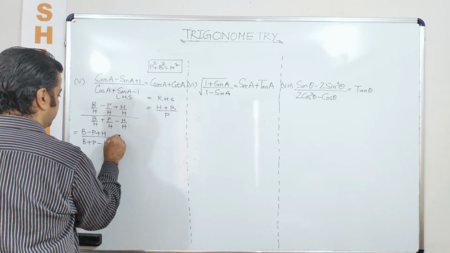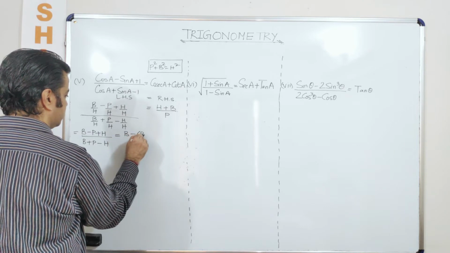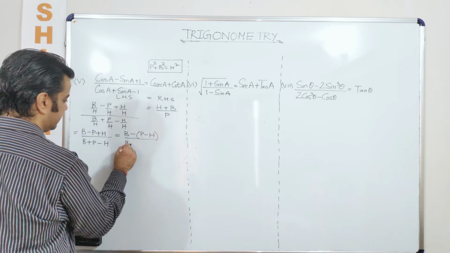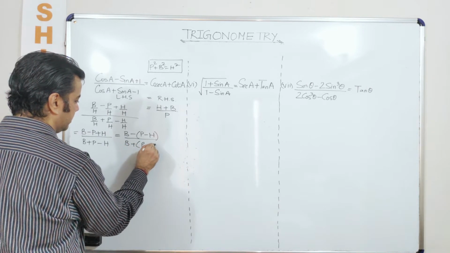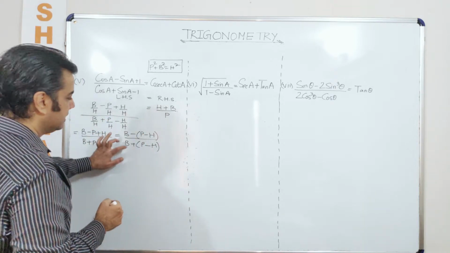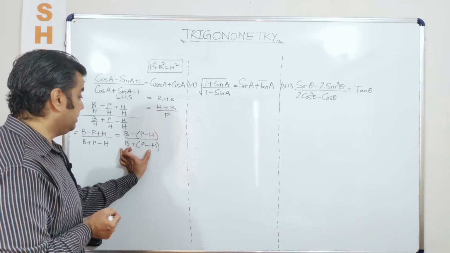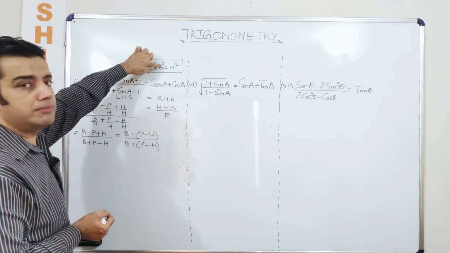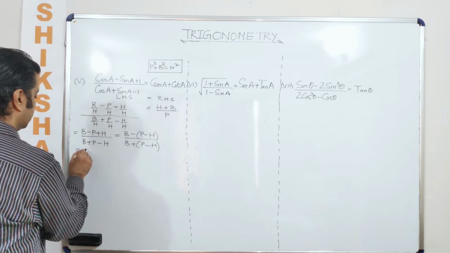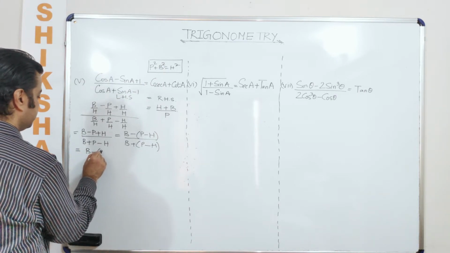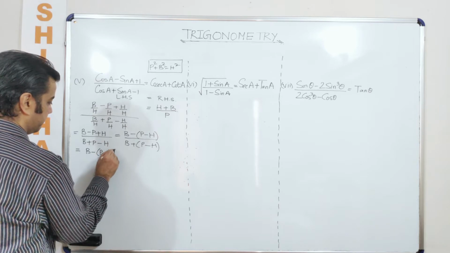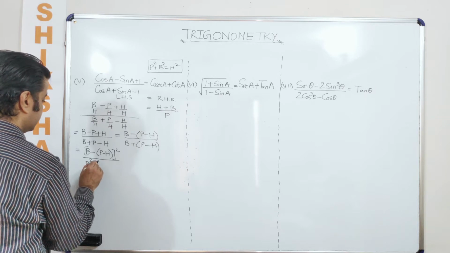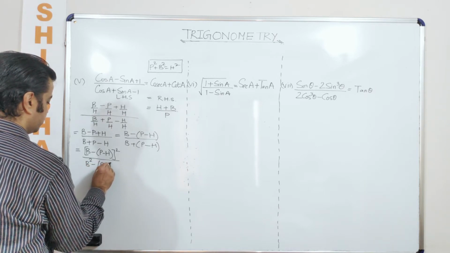Now can I rewrite this numerator as b minus p minus h, and the denominator as b plus p minus h. Once I have written this, I can multiply the numerator and the denominator by b plus p minus h in order to get a kind of square, and when I get a square I will be able to use Pythagoras theorem. Can I say this can be further written as b minus p minus h whole square divided by b square minus p minus h whole square.